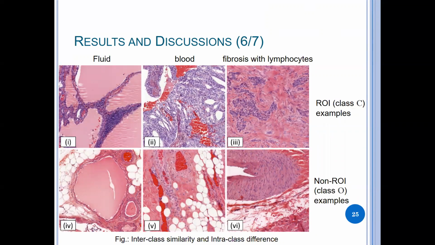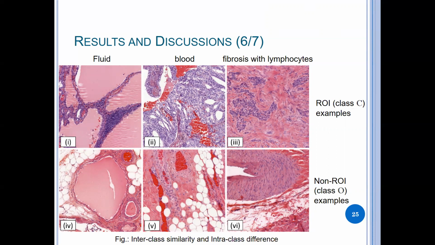We further investigated the reason for producing false positives by manually looking into the predicted masks. During the investigation, we found that our initial hypothesis is true. That means interclass similar regions are producing the false positives. Here are some examples of interclass similarities between the cancer class C and the non-cancer class O. In the top row, the patches are cancer class examples. In the bottom row, the patches are the non-cancer, non-ROI or class O examples.